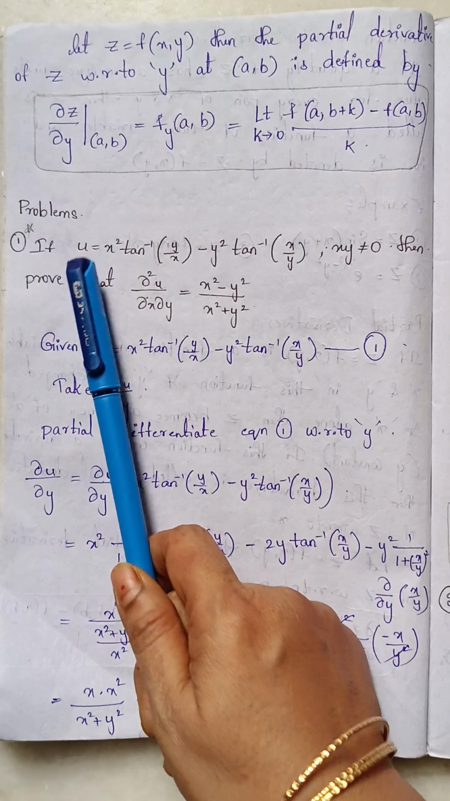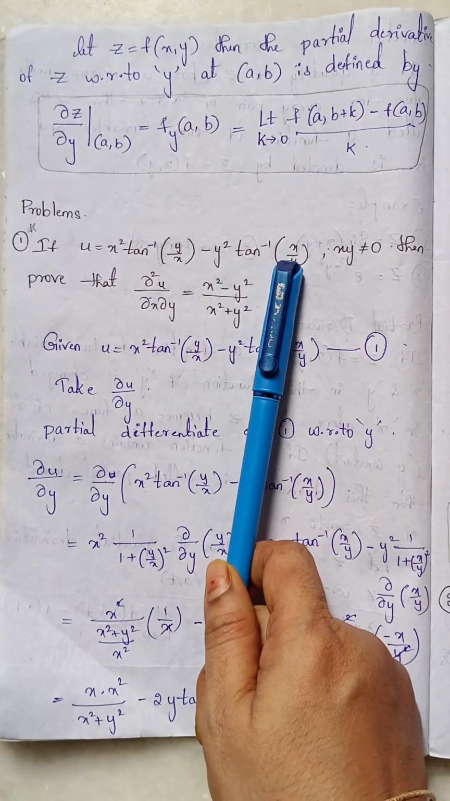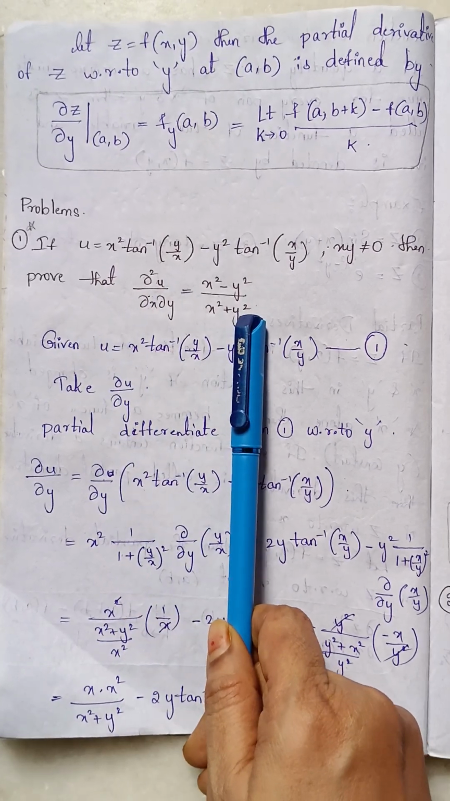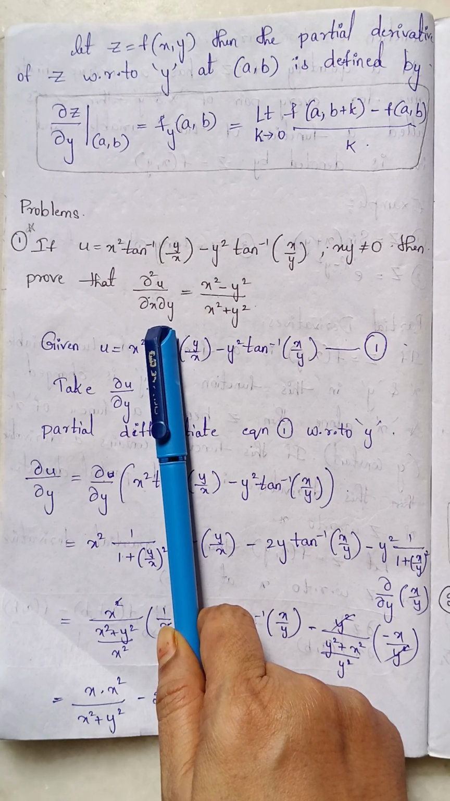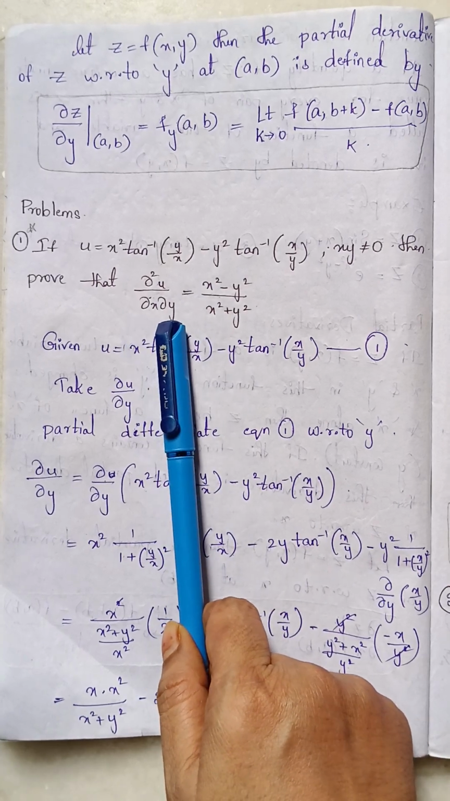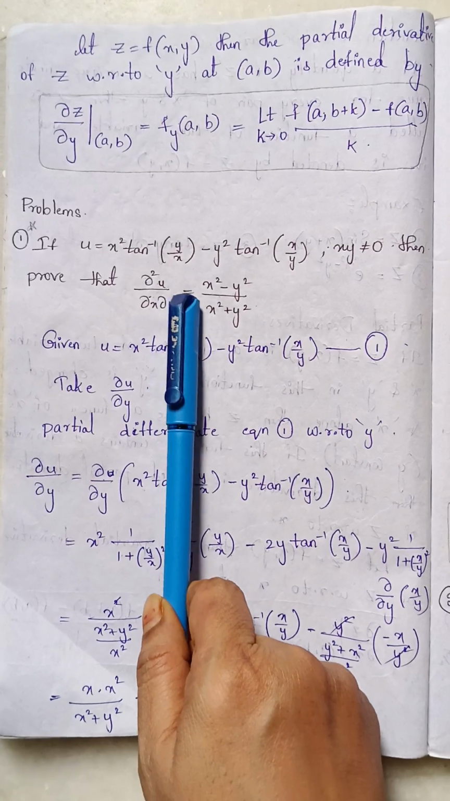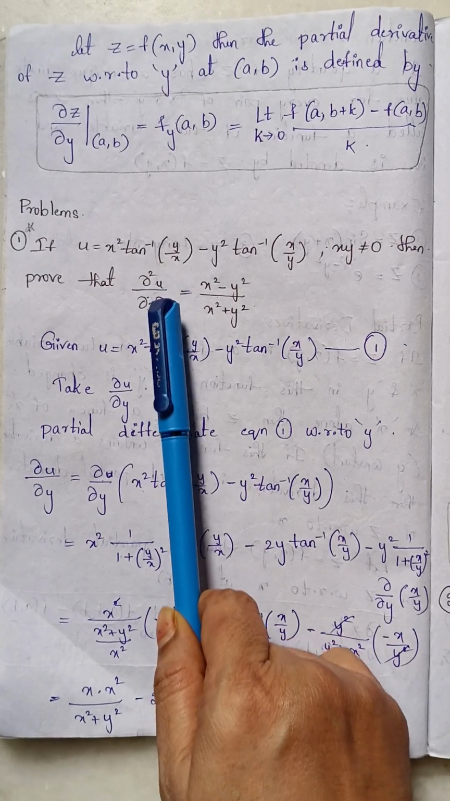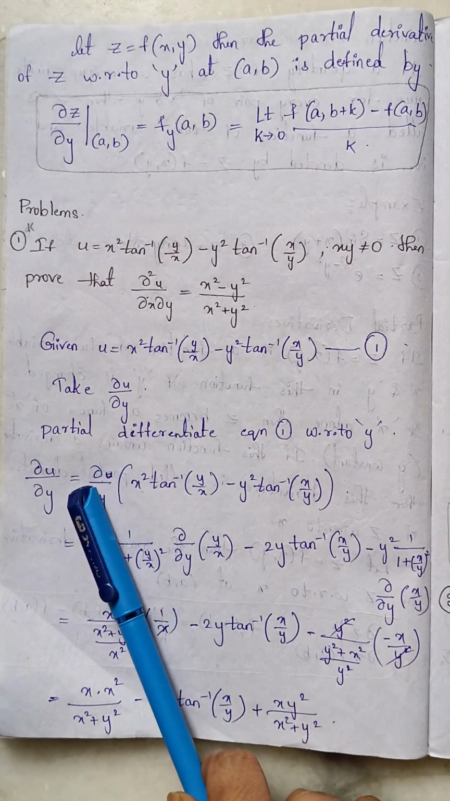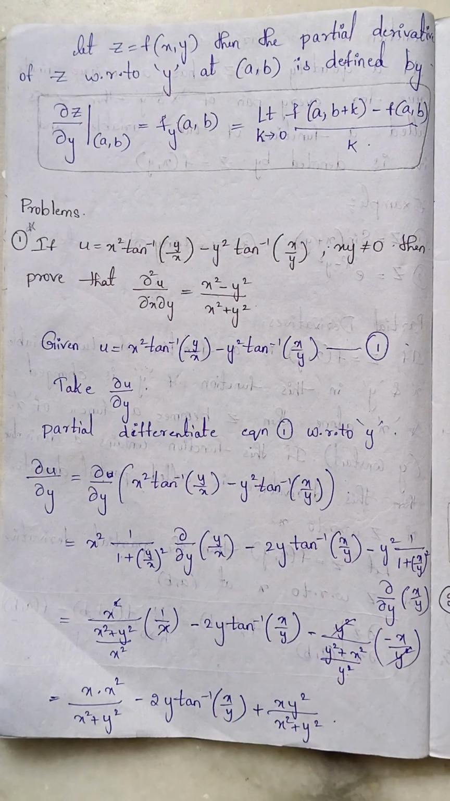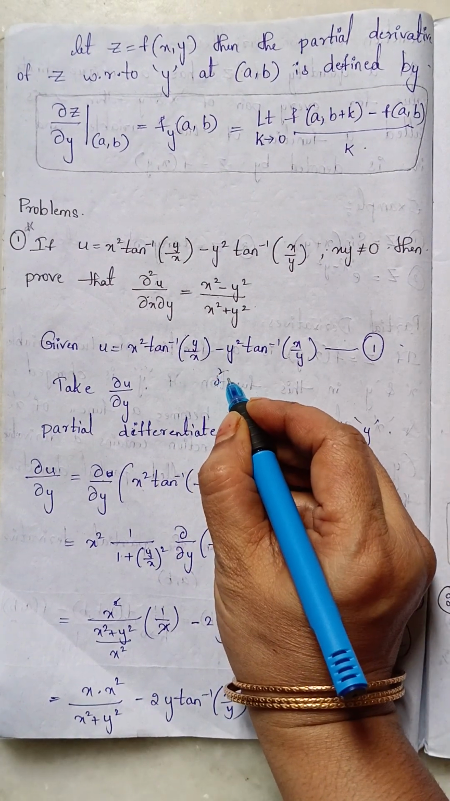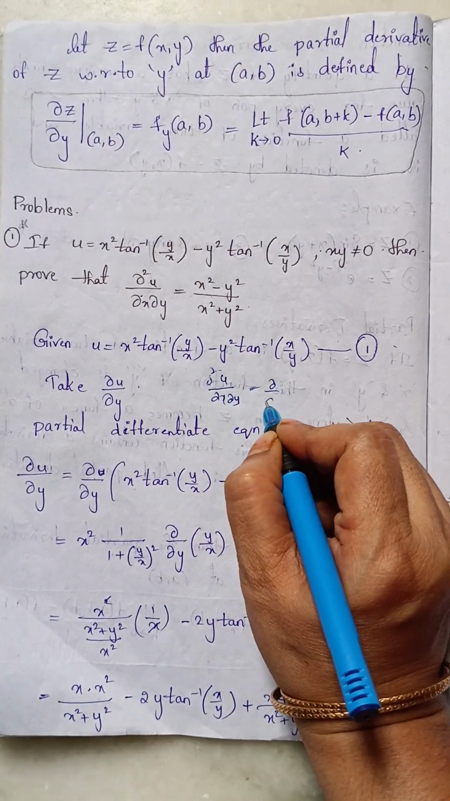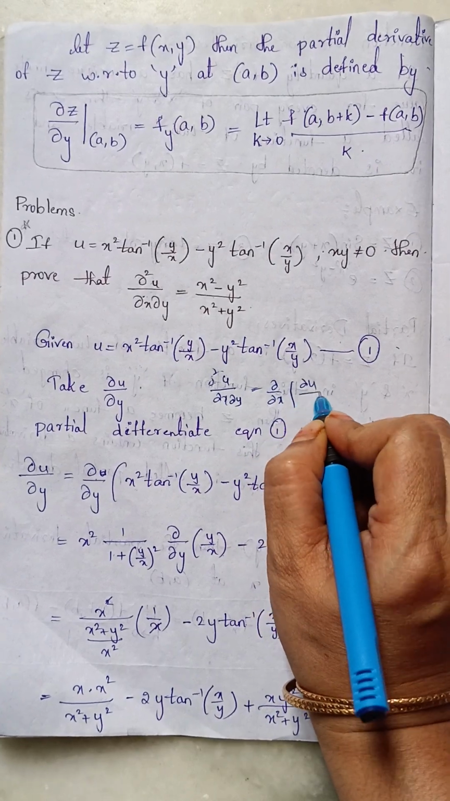Let us see this problem. u is given as a function in terms of x and y. Then we need to prove that dou square u by dou x dou y equals this expression. We already discussed previously that for second order partial derivatives we start from right to left, so we should first do dou u by dou y, because dou square u by dou x dou y is nothing but dou by dou x of dou u by dou y.